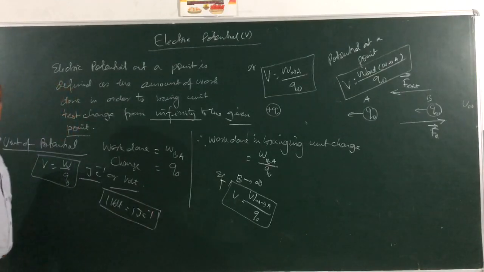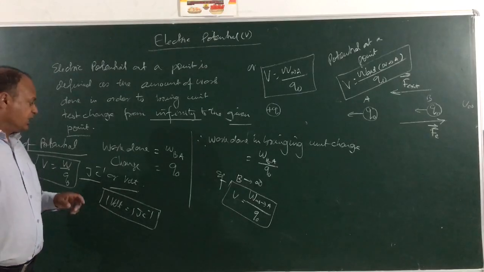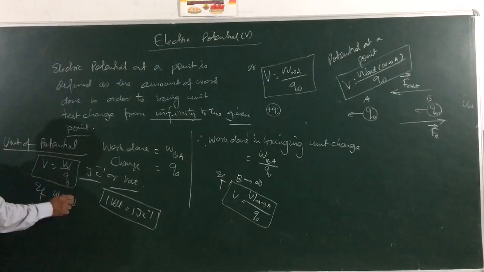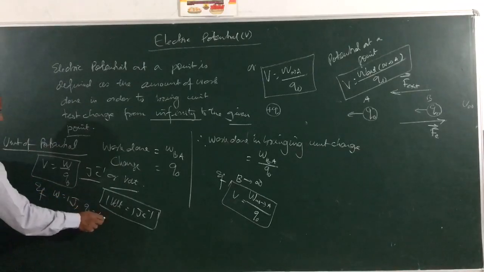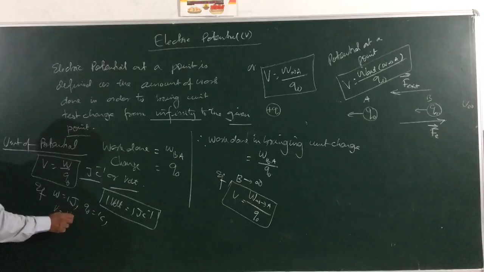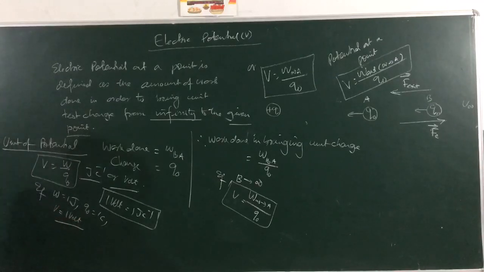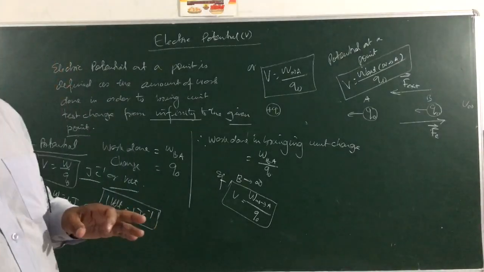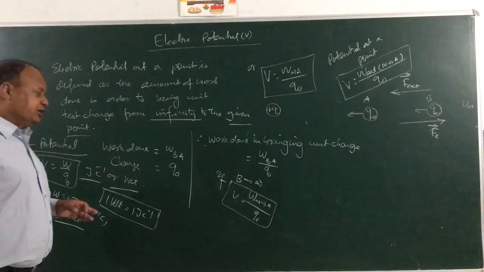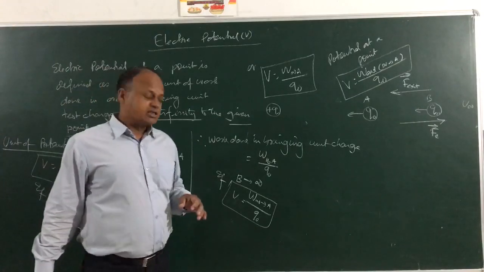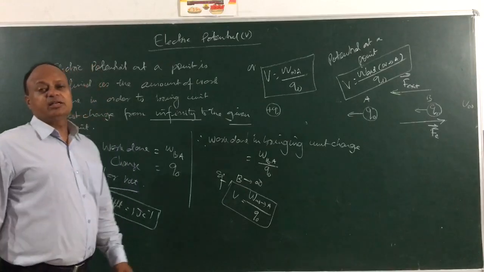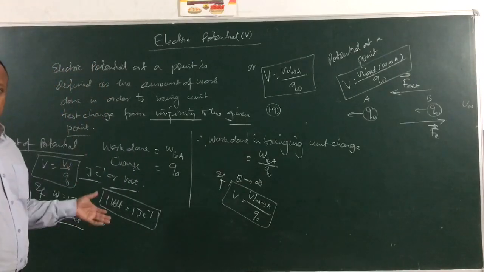So we can use this to define a potential of 1 volt. If 1 joule of work is done for transferring 1 coulomb of charge, then the potential at that point is how much? 1 volt. Clear? So you understood that electric potential at a point is the amount of work done to bring a unit test charge from infinity to the given point. And remember, this is external work done by the external force.